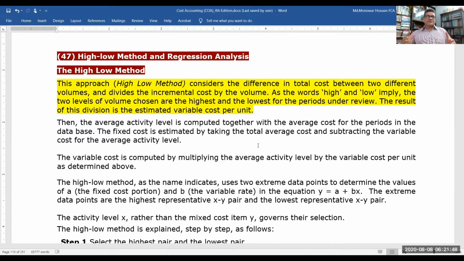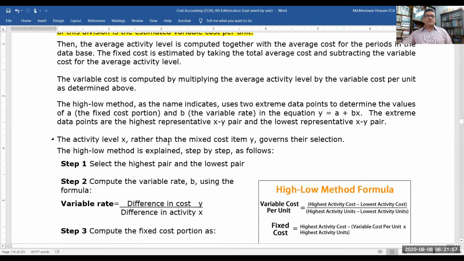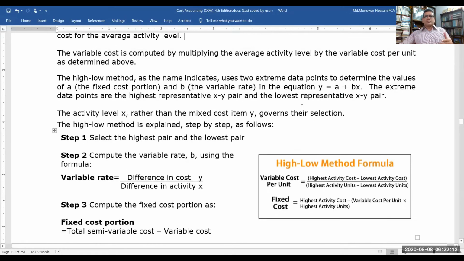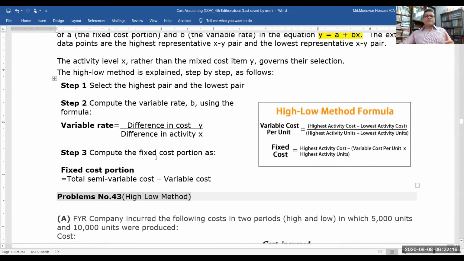The result of this division is the estimated variable cost per unit. What we have to do in step one is select the highest pair and the lowest pair, and compute the variable cost using the formula. The variable rate is defined as the change in cost, y, divided by the difference in activity, x.